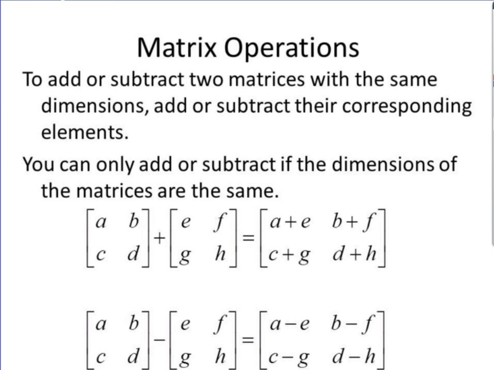When you go to add or subtract 2 matrices, they have to have the same dimensions first. If they do not have the same dimensions, it is just not possible. If they do have the same dimensions, then you're going to add the elements that are in the same location or subtract the elements that are in the same location. So A and E are the elements in the same location for those first 2 matrices. So we would just do A plus E, C plus G, B plus F, and D plus H. Do the same concept with subtraction.